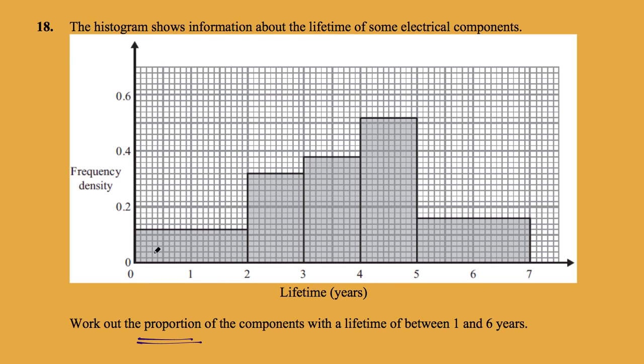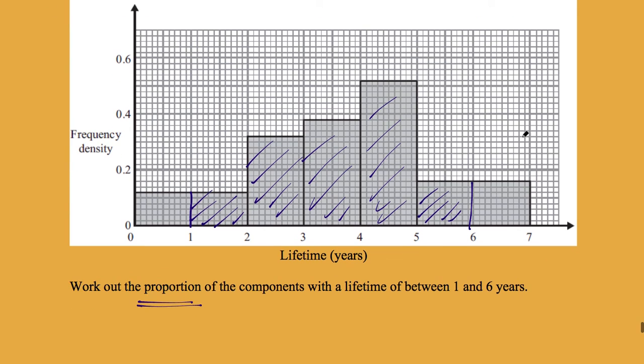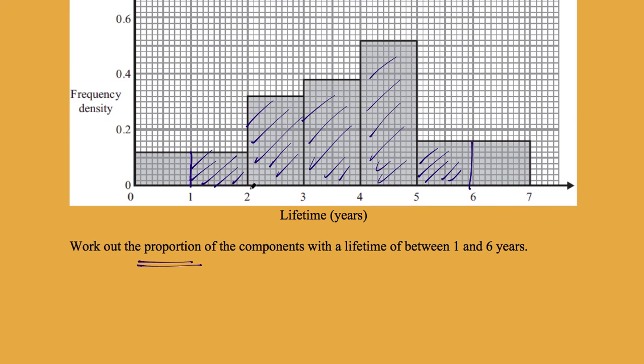Remember that the area in a frequency density histogram, the area of each bar represents the frequency. So a lifetime between 1 and 6 years is here, this bit, this bit, this bit, and up to 6 years here. So let's look at the areas of each of those bars. I've got a gap of 1 there. So each of these is just going to be the width, 1, times by the height, which is, if that's 0.2, then that thick line is 0.1, and that must be 0.12. To check, 0.14, 0.16, 0.18, 0.2.